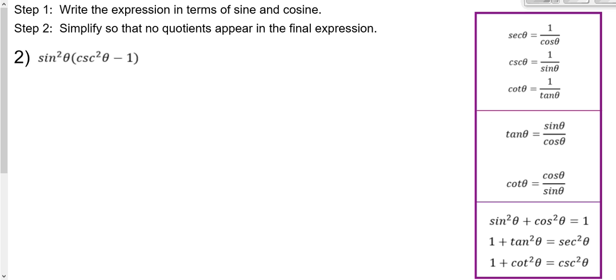Number 2. If you were doing this problem using your textbook, they would give you the exact same set of instructions. It would say, write the expression in terms of sine and cosine, and then simplify so that no quotients appear in the final expression. But I'm going to tell you that I don't always follow that advice. I'm a bit rebellious when it comes to these problems, I will confess, and sometimes I find it helpful to not do the first step or to wait on the first step, and maybe if I need it later, I will use it. Because sometimes what you're given could be nicely replaced with some kind of substitution before you change to sine and cosine.